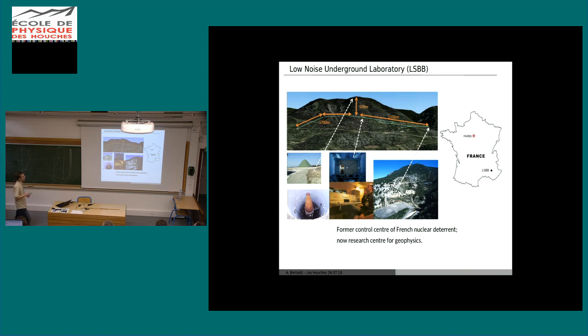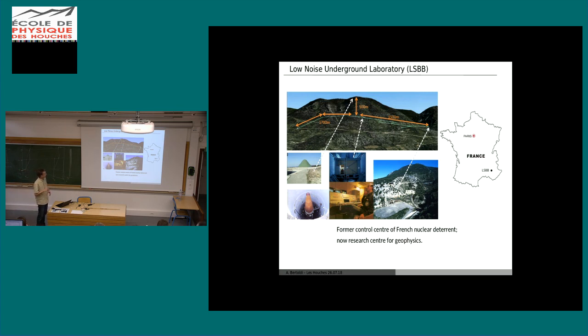That's the LSBB, the Laboratoire Souterrain Bas Bruit, so low noise underground laboratory. It's a lab that exploits a former nuclear facility from the Cold War. The French installed their nukes on the high part of the mountain there. They had 45 nukes there, and the control center was down in the mountain, shielded by rock.